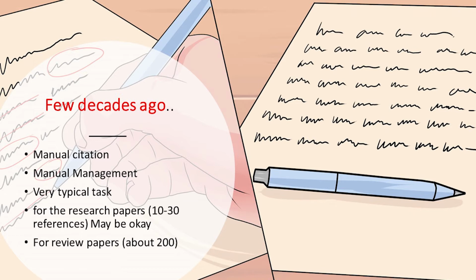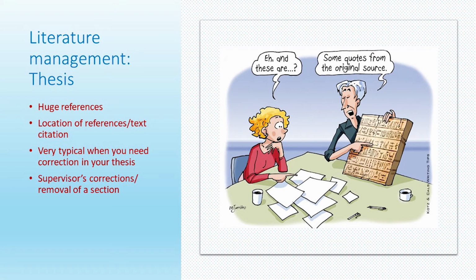It may be okay for research papers when the references cited are just 10, 20 or maybe 30. But when you move to a review paper, the number of references moves to 200, 300 that you have to manage. And what to speak of a thesis? A huge number of citations you have to deal with. Which reference will go where?